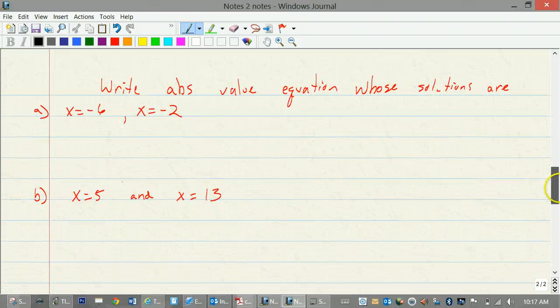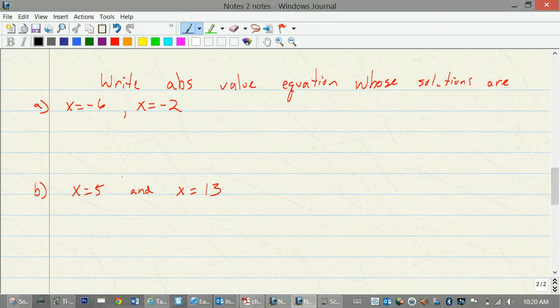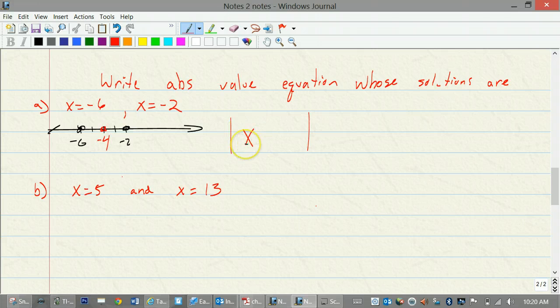Okay, go ahead and do these two, please. I would plot out to see what it looks like. So negative 6, negative 5, negative 3, negative 2. And I would say, okay, where's the center? That's the center right there, and that would be negative 4. So inside was the new center of the absolute value, but we do it with the opposite sign, right? And the outside was a positive 2. So the new distance is 2.